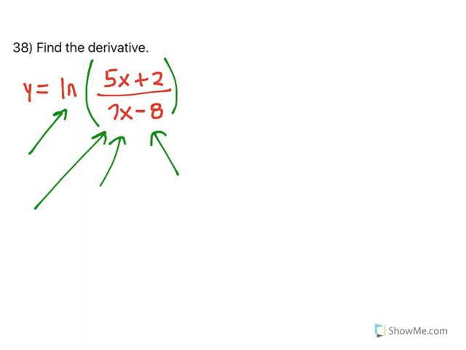But there is an easier way you can do this problem without having to do that much work. And that is to begin by rewriting the right side of the equation using the quotient property of logarithms. And I'll show you how to do it that way.